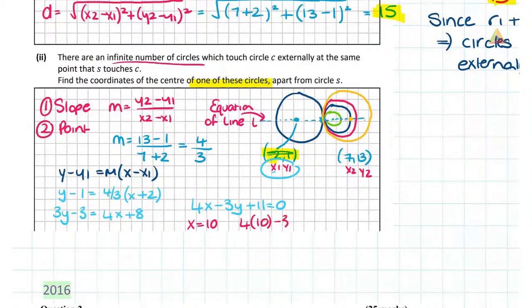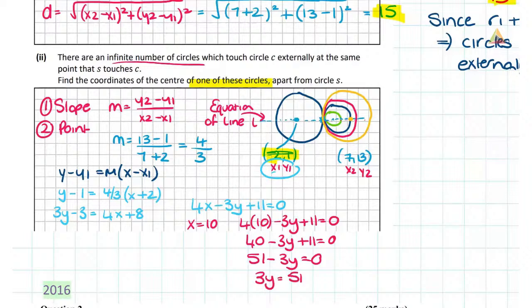4 bracket 10 minus 3y plus 11 equals 0. That's going to give me 40 minus 3y plus 11 is 0. So that's giving me 51 minus 3y is equal to 0. Solving that equation, we'll end up with 3y is equal to 51, so y is equal to 17.